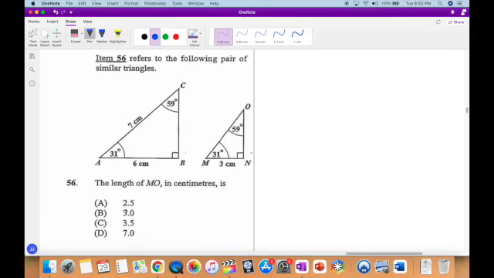We have some trigonometry here now. The length of MO in centimeters is, MO is this guy, and we are told that they're both similar. So if they are both similar, if this is 6, then this here is 6 divided by 2, which is 3. So therefore 7 divided by 2 is 3.5.